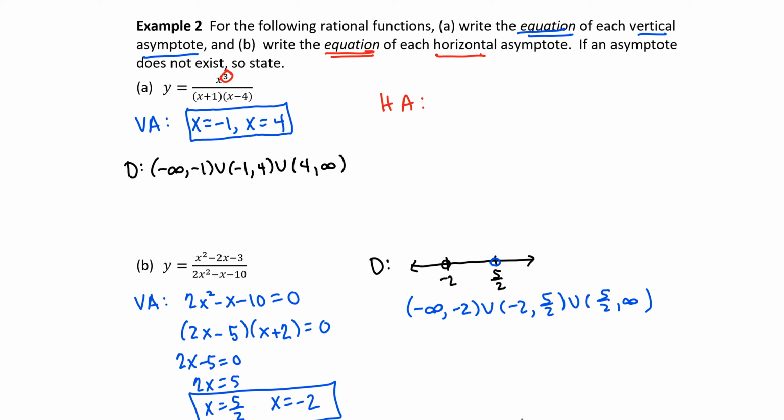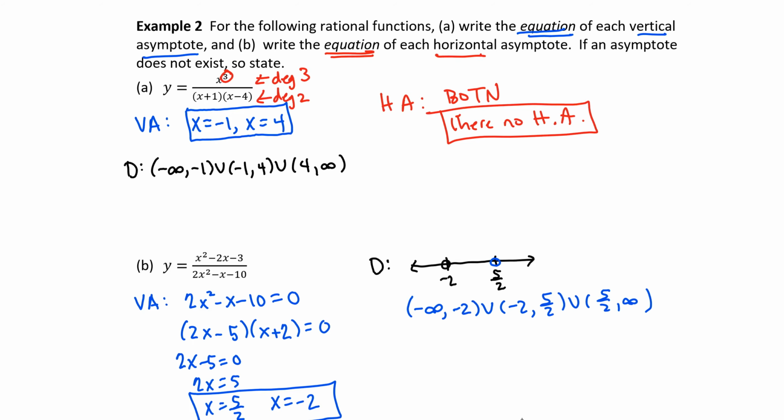So the top of this particular example is degree 3, and the degree of the bottom, if I were to FOIL it out, I would see an x squared term, so it would be degree 2. So in this case, it's bigger on top. So I'm thinking of the BOTN case, right? The degree of the top is greater than the degree of the denominator. Therefore, there is no horizontal asymptote in this case.